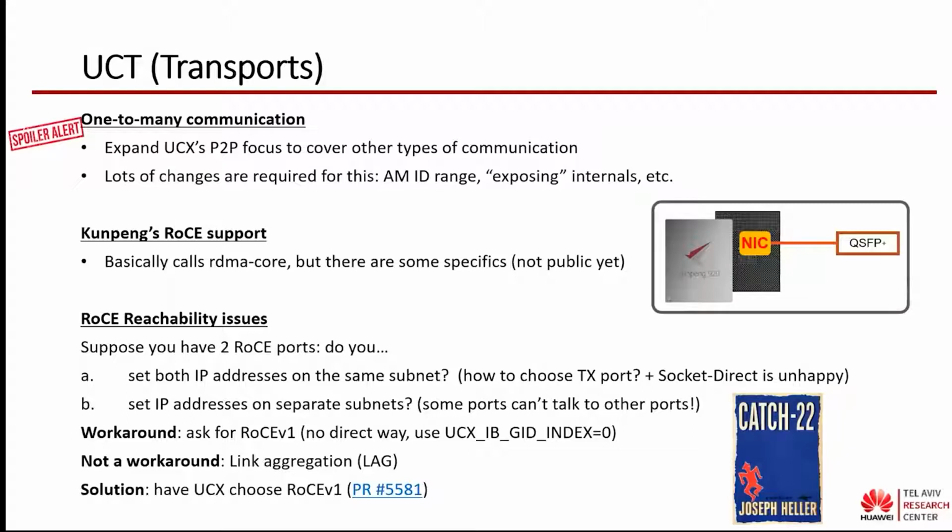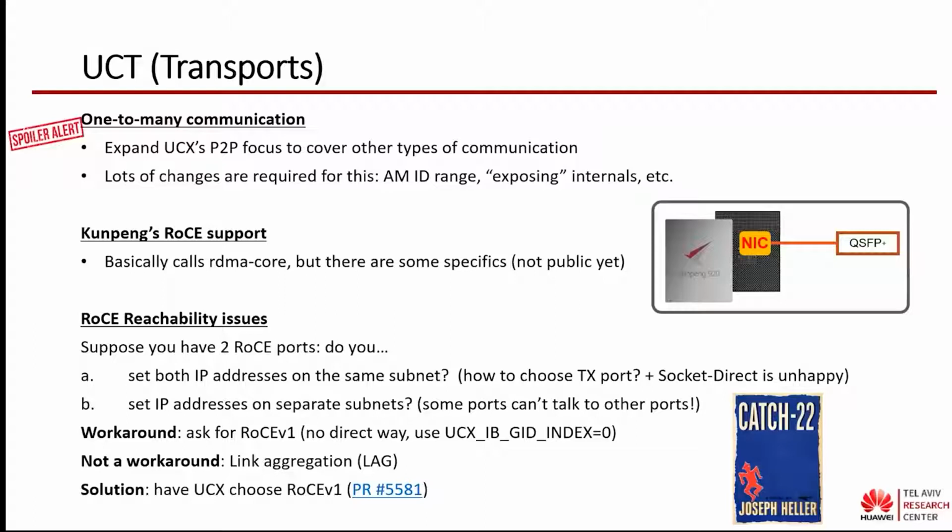Current workaround: ask for RoCE v1. Actually, there's no direct way to do that. You need to know your Mellanox hardware, and you need to ask for GID index equals 0, which is magic speak for RoCE v1. And link aggregation is not a workaround for various reasons, but we don't want that.